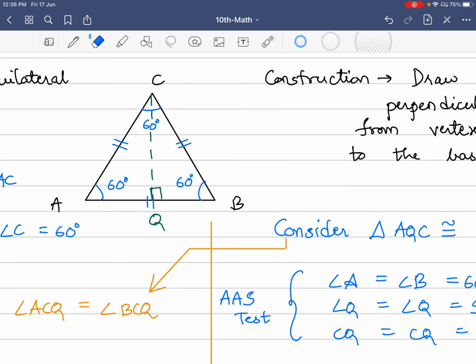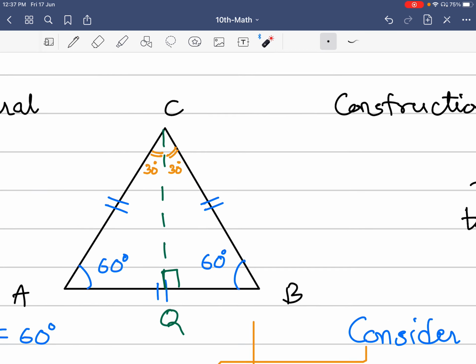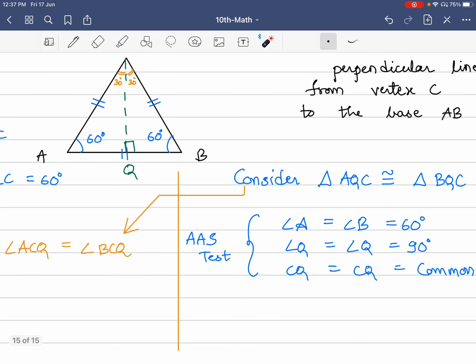I'm going to use the eraser now. Let's zoom in. Okay, so thus we have two 30-degree angles. This is also 30 degrees, and this is also 30 degrees. Why? Because angle ACQ is equal to angle BCQ. And why are these two angles equal to each other? Because these two triangles are congruent to each other. So this 60-degree angle gets split into two. That is the first observation.